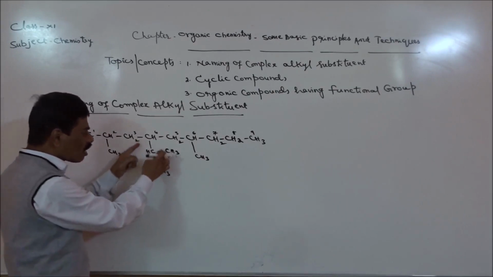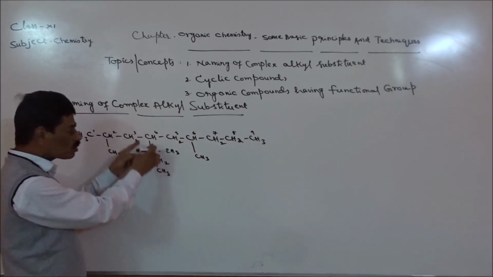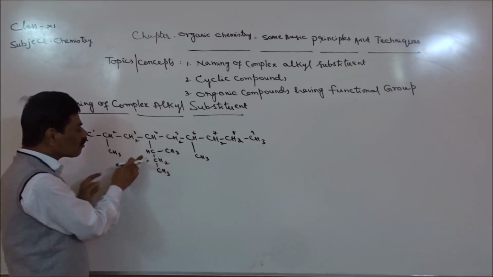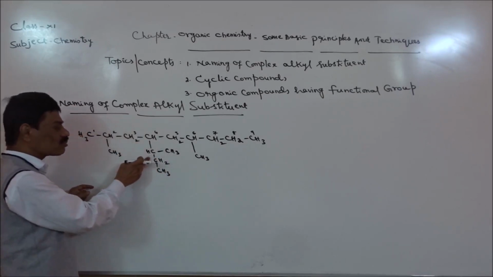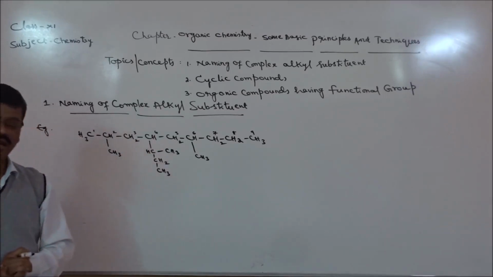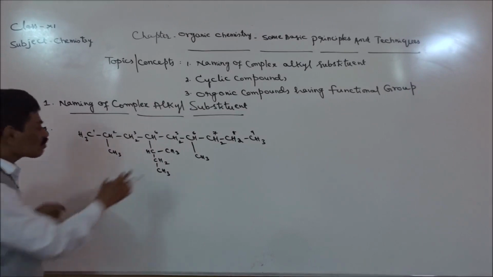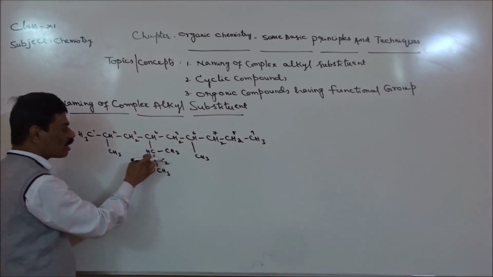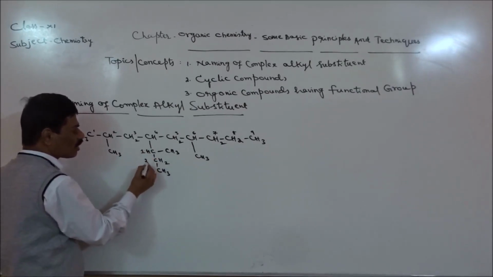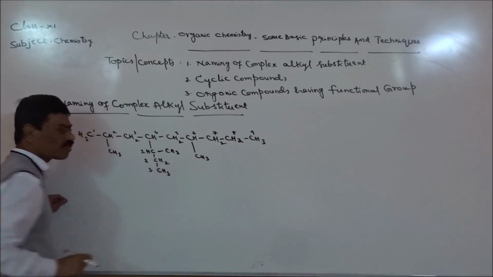a branch in it. See, this is an alkyl group, and this itself has one branch substituted, right? From this carbon atom, one hydrogen atom is removed and a methyl group is added. So this has now become a complex alkyl group. And this methyl group is connected to the first carbon atom. So I will give number 1 to that carbon atom like this. Next, second carbon atom. Next is the third carbon atom.